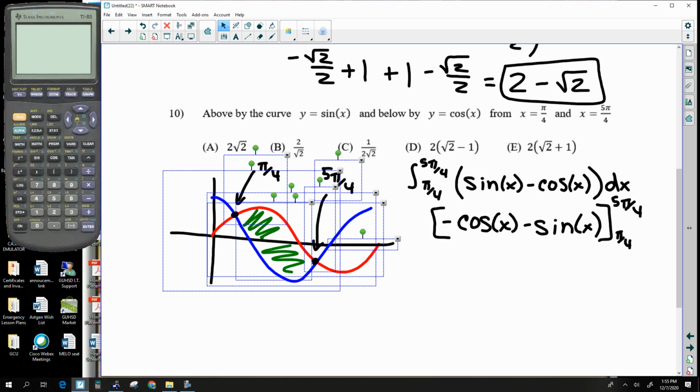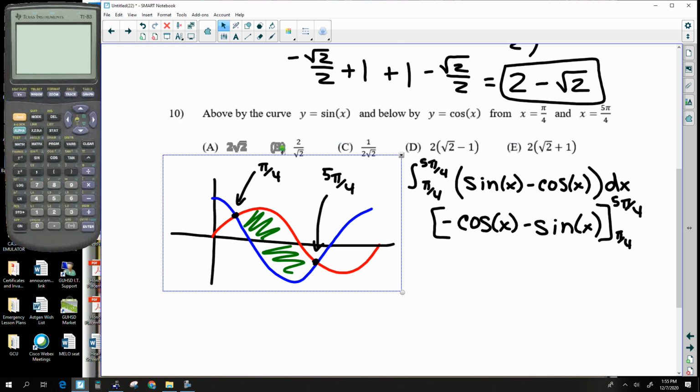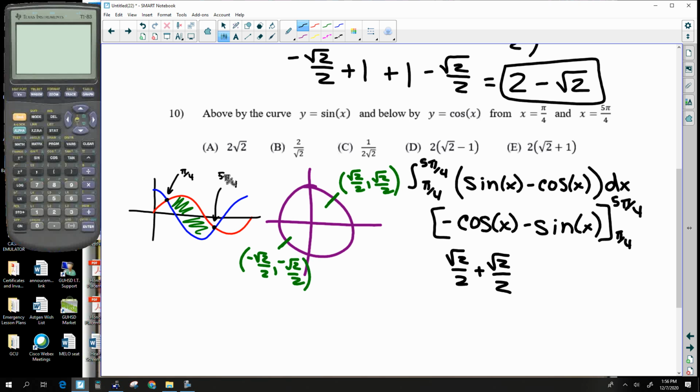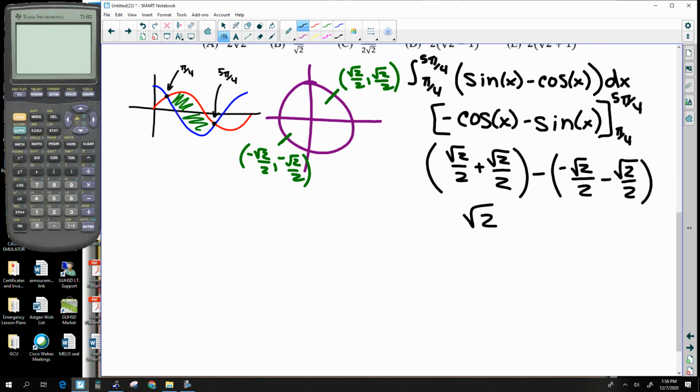All right, let's start taking a look at a unit circle to get some of these values here. Okay, so we have pi over 4 and 5 pi over 4. So this is square root 2 over 2, square root 2 over 2. This is negative square root 2 over 2, negative square root 2 over 2. Okay, so we begin with the 5 pi over 4, which is the negative square root 2's. So that's going to be a positive square root 2 over 2 plus square root 2 over 2 minus the negative versions. So negative square root of 2 over 2 minus square root of 2 over 2. All right, so this is square root of 2 plus square root of 2. This is 2 square root of 2.